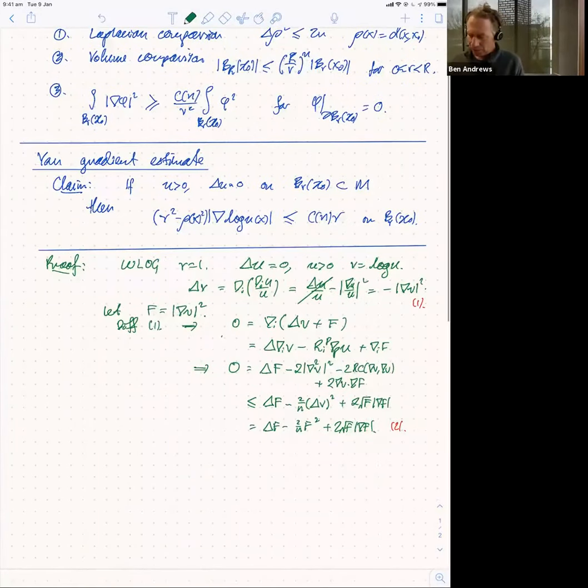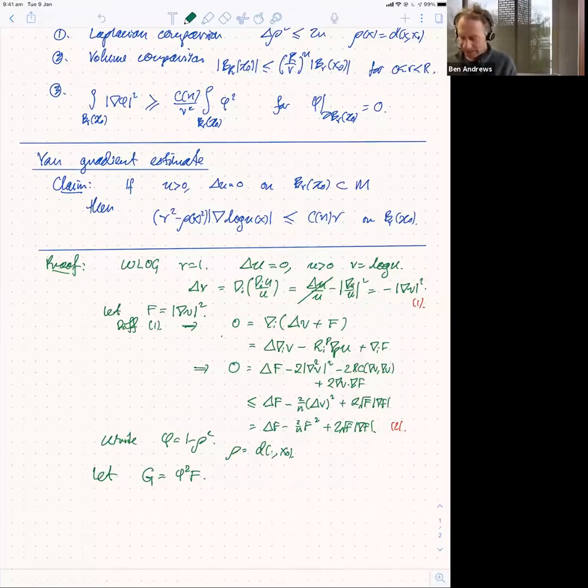Okay, so now to get this estimate, we have to multiply by r squared minus rho squared. In this case, just 1 minus rho squared. So let me write phi is 1 minus rho squared, where rho is the distance from x naught. Okay, so we're really interested in phi squared times f. That's the quantity which we claim is bounded here, right? So I'm going to call that g. This is really the function that I'm going to apply the maximum principle to. So let g be phi squared f.